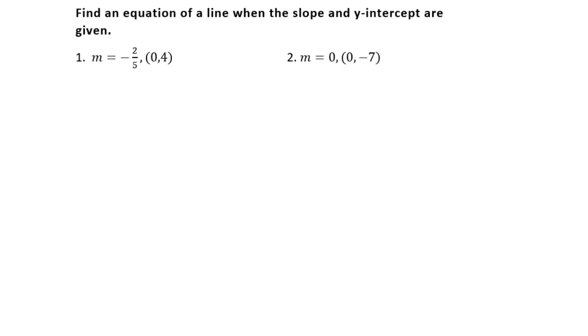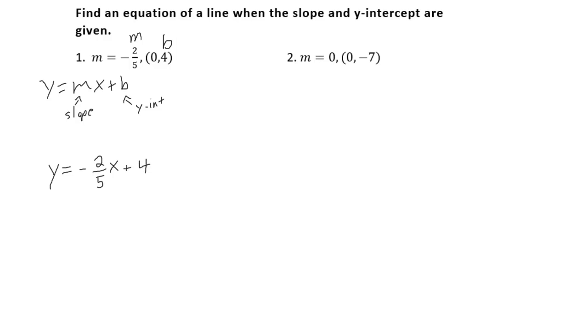All right, so with equation, we can use the formula y equals mx plus b, where m is the given slope and b is your y-intercept. So we can quickly identify this as our m and this as our b. So when we plug that in, it would be y equals m, which is now negative 2/5 x plus b, which will be plus 4.